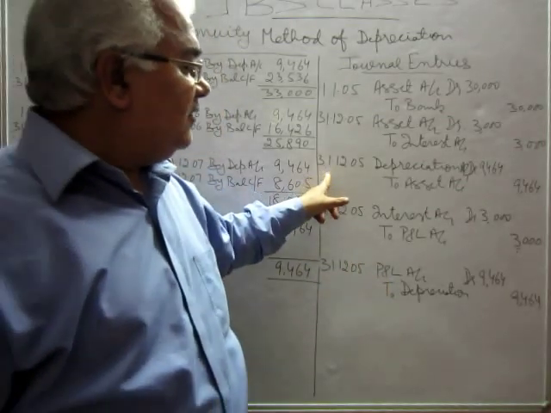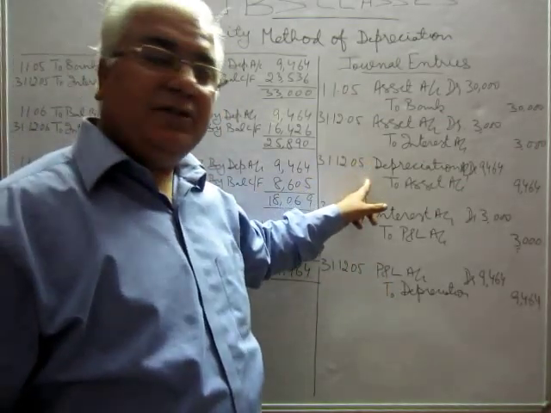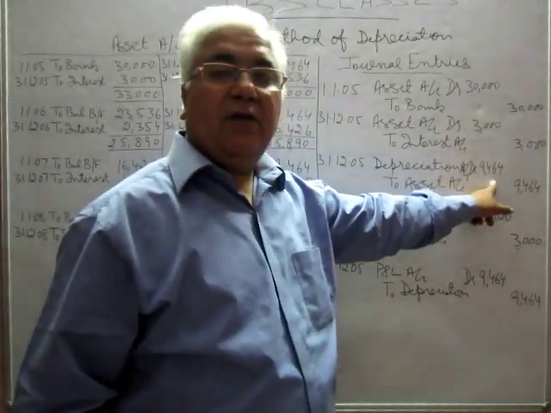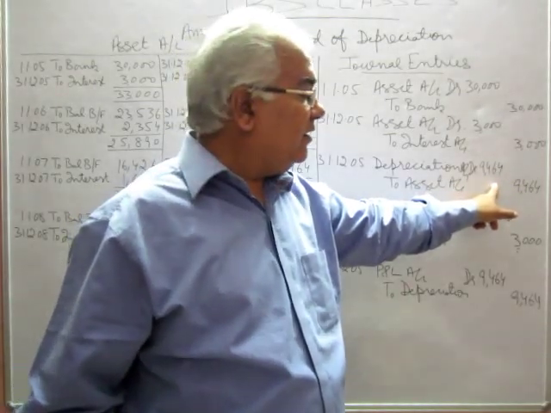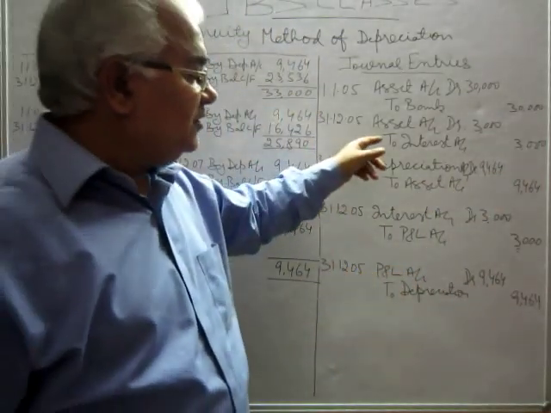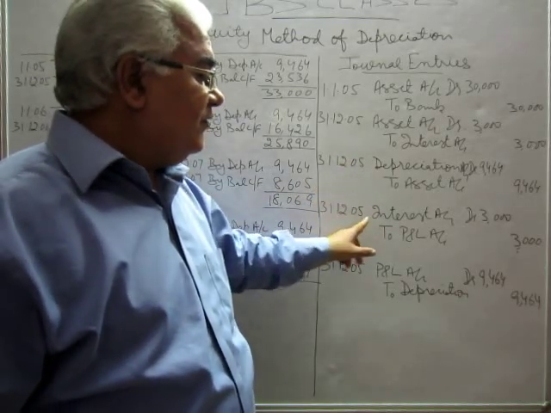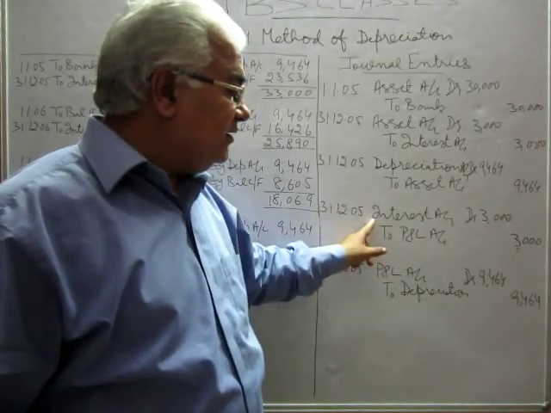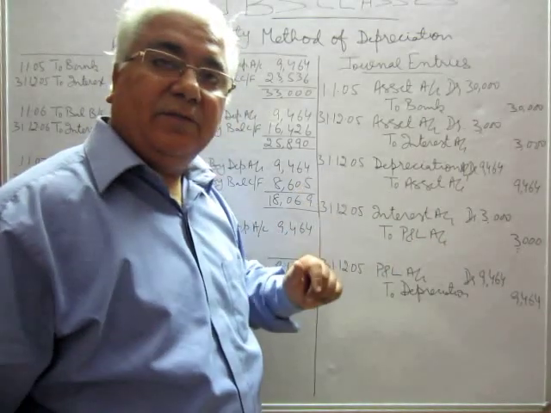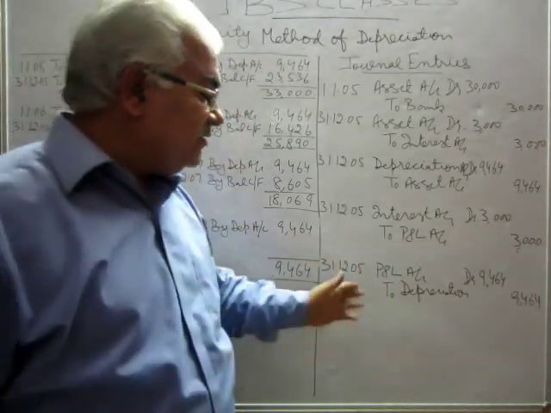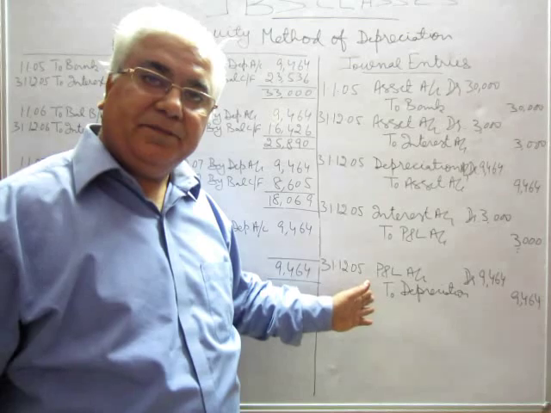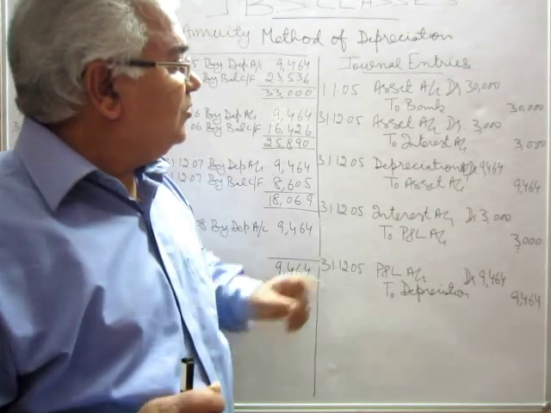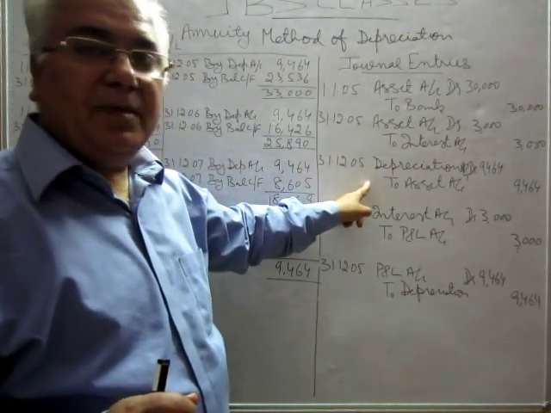Okay, and at the end of this year, again we charge depreciation, normal entry, depreciation to asset account. This amount, you know, we have already calculated. You know how we calculated it, right? Now after this 3,000 which we charge as interest, this being the income of the firm, will be credited to P&L account. So entry is interest account debit to P&L account, and depreciation being an expense will be debited to P&L account.